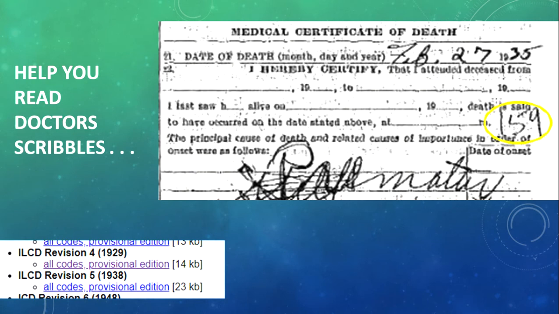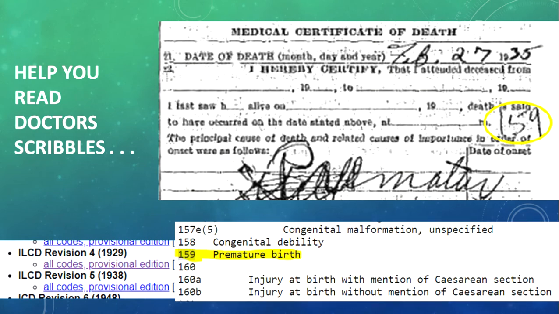But the number that I have to work with is 159. So again, I go back into the ICD books, go to that revision number 4. And when I find 159, I get premature birth. And as I read more of this death certificate, it fit that it was a young child who died.